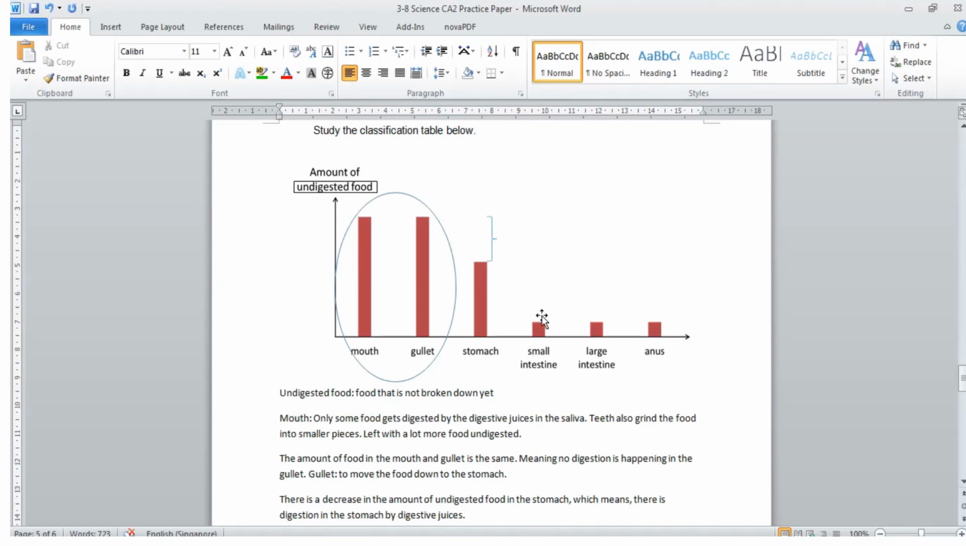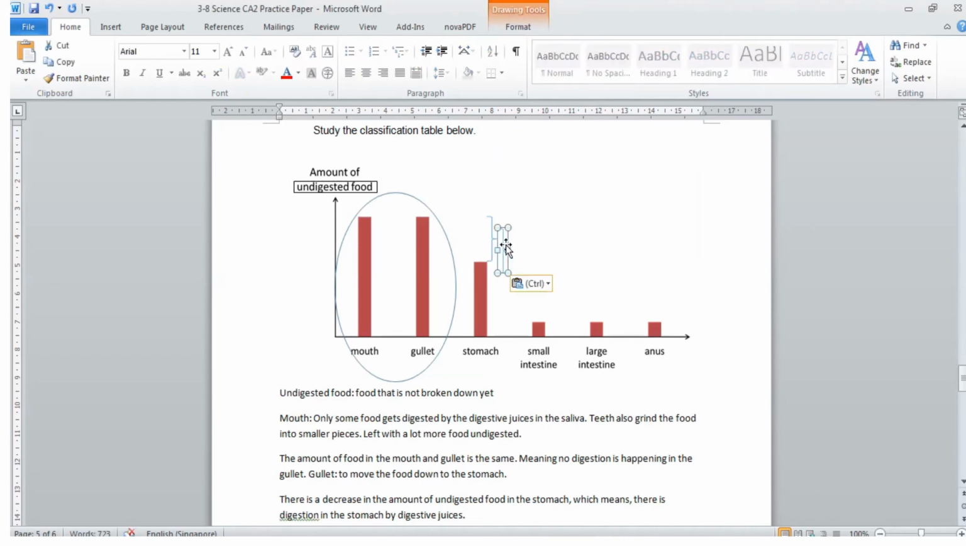Now, then let's take a look. From the stomach to the small intestine, there is again another decrease in the undigested food. Let me draw the decrease again. See, can you see a bigger decrease?